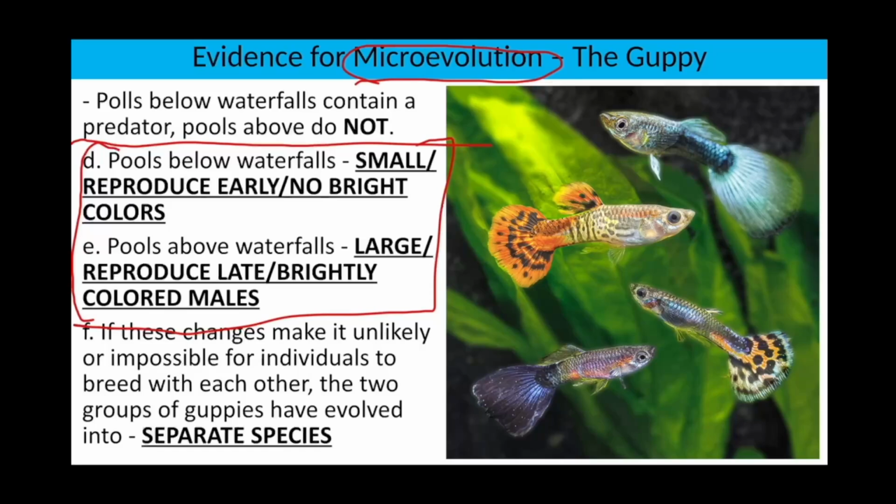And then you could say, if you introduce these guppies back together, and now they don't even recognize each other, genetically maybe they could breed, but just by appearance and behavior, they've changed so much that now they don't want to breed with each other, well, then we would say they've evolved into separate species.